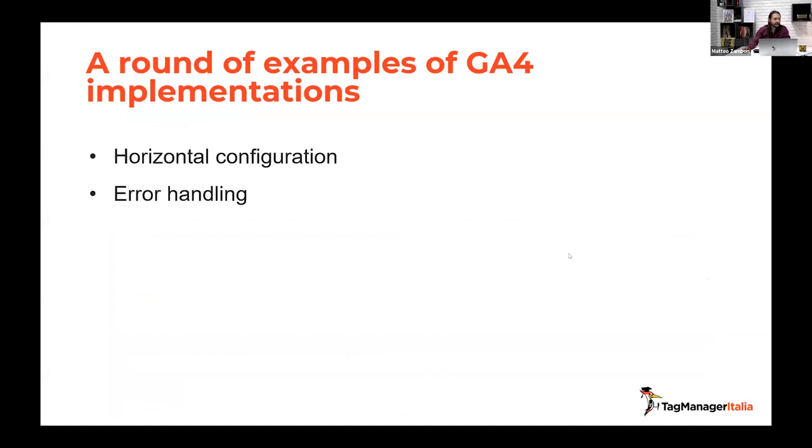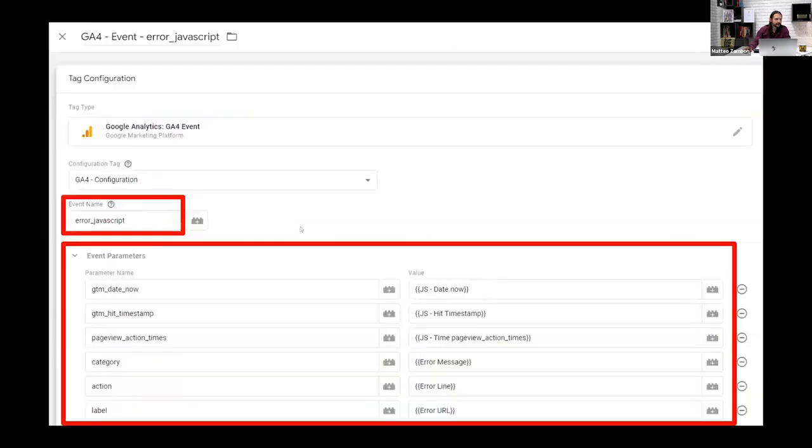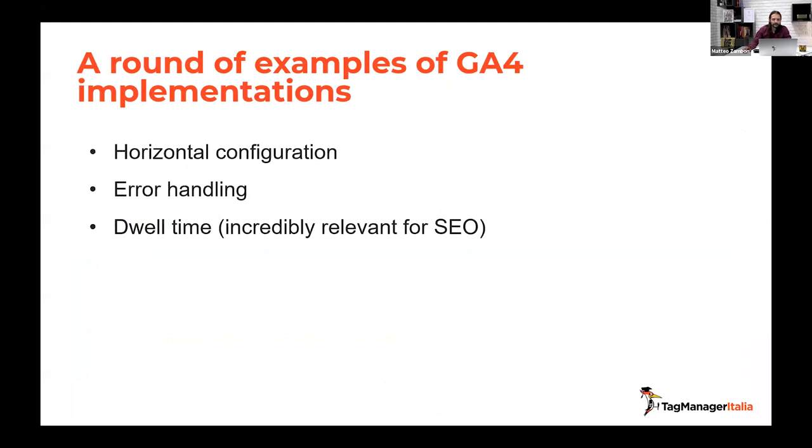And of course, you can implement error handling. For example, for JavaScript here, through a structure such as category, action, and then the label, we track errors that can be either JavaScript or interface errors. This is an example for JavaScript errors, but of course you can catch all the errors that you want.